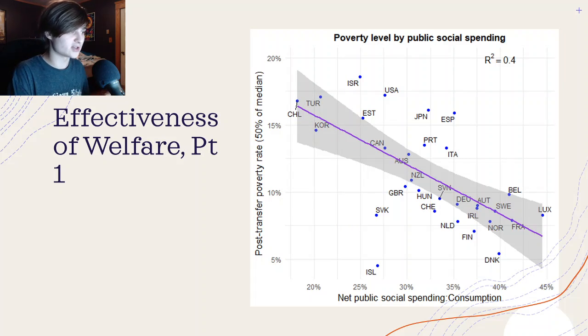Contrast private social spending, i.e. charity, to public social spending, i.e. welfare, and we see that welfare much more effectively decreases poverty, whereas the R-squared correlation between charity and poverty was 0. The R-squared correlation between welfare and poverty is 0.4, which is significant.